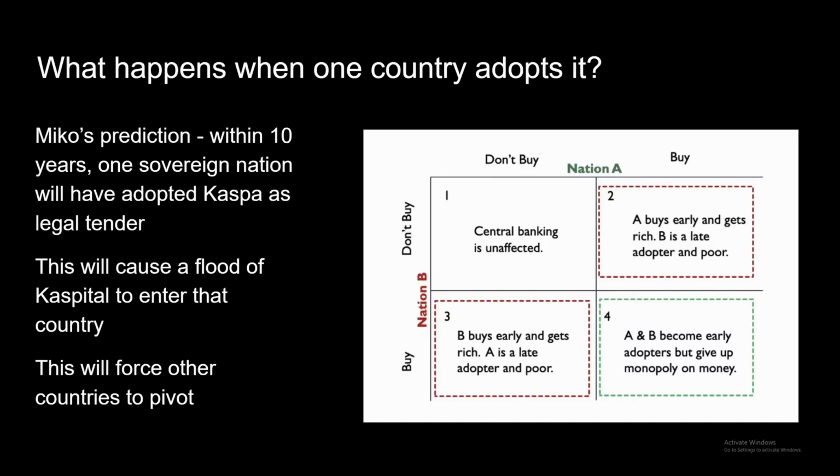And the exact same mechanism happens when one country adopts Kaspa, whereby the country that adopts earlier and adopts first will become richer, and the country that adopts late will become poorer. And that means that countries are incentivized to adopt it earlier. So my prediction that I'm putting out: within 10 years, one sovereign nation will have adopted Kaspa as legal tender. What that will cause is a flood of capital to enter that country, which will then force other countries to pivot to try and retain that money and that capital staying within the country.